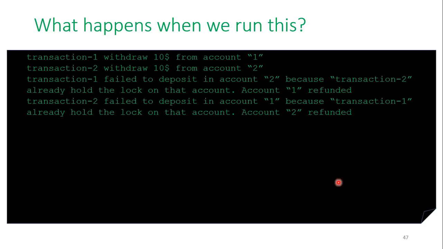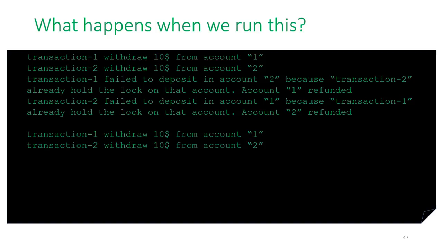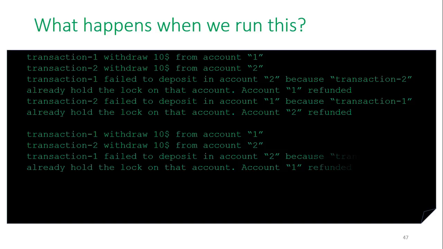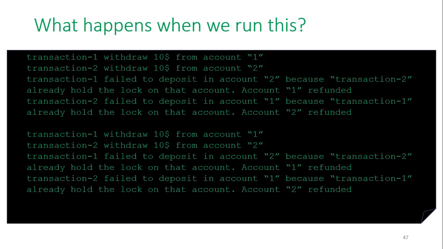Okay? So it's going to refund account 2. And then we go again. Transaction 1 tries again. So withdraw $10 from account 1. Transaction 2 withdraw 10 from account 2. Transaction 1 fails to deposit in account 2 because transaction 2 is already holding the lock on that account. It starts refunding account 1. Meanwhile, transaction 2 tries to deposit in account 1, but hey, it's being refunded by transaction 1, so it's not available. So transaction 2 tries to refund account 2 as well. And so on and so forth. So this loop here, this block of transaction is going to keep repeating ad infinitum.